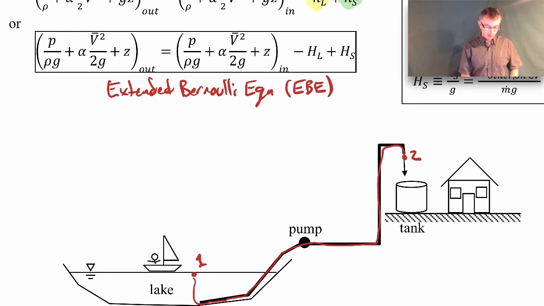We have to evaluate what the pressure, velocity, and elevation are at the inlets and outlets. But now we need to also factor into the relation the kinetic energy correction factor. Is it laminar or turbulent? As well as figuring out what these head loss and shaft head terms are. So that's where we're headed in the next couple of lectures.